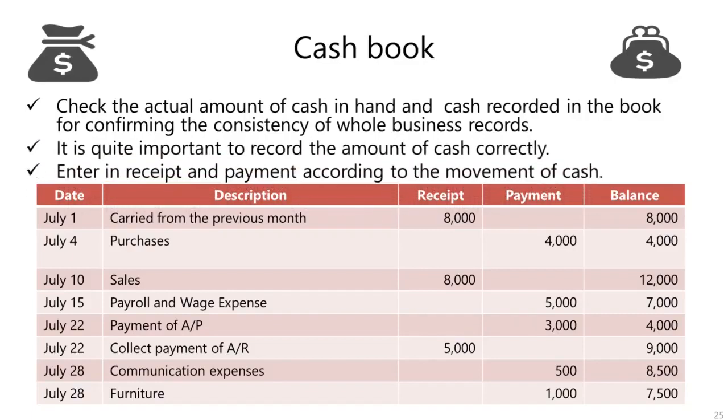And for the cash book, the way of recording is that you enter it in receipt if you receive cash, and when you pay and the cash is decreased, it should be recorded on the payment side. After each receipt or payment, each balance is recorded. So the format is quite easy and you can control the amount of cash in hand.